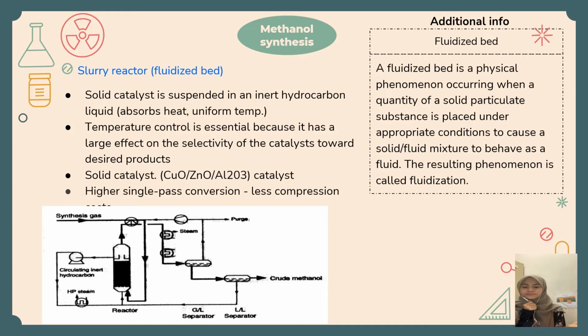In a slurry reactor, a solid catalyst is suspended in an inert hydrocarbon liquid. It undergoes an exothermic reaction or absorbs heat. It occurs at uniform temperature. Temperature control is essential because it has a large effect on the selectivity of the catalyst toward the desired product. The catalyst that is used is solid, such as copper oxide, zinc oxide, and aluminum oxide.